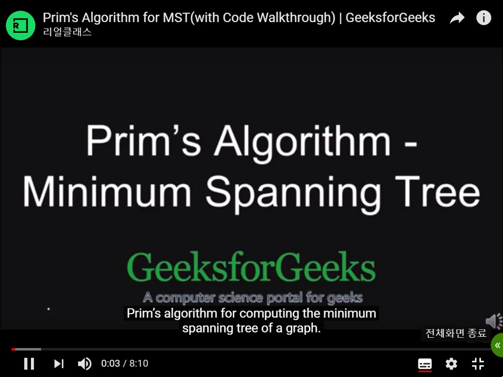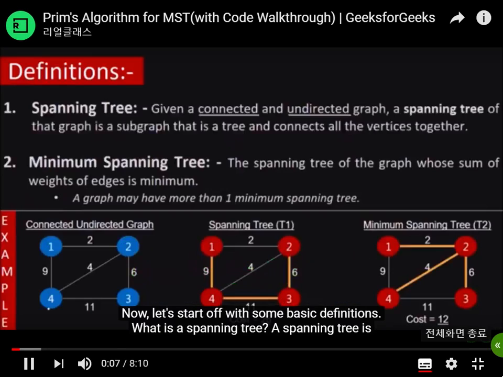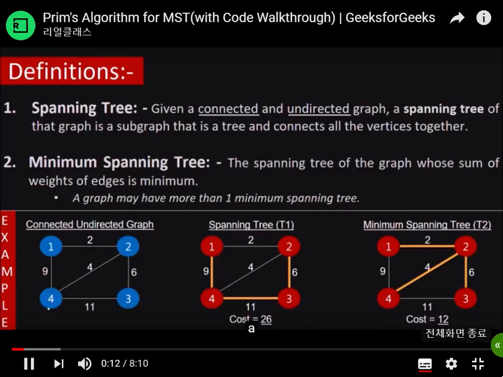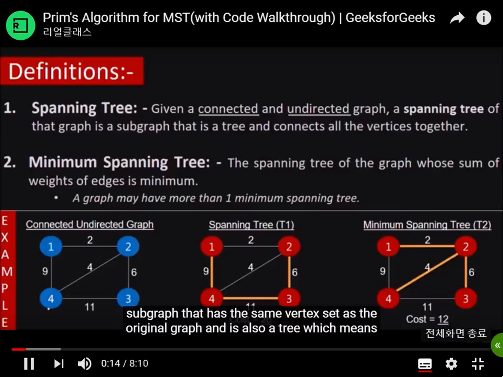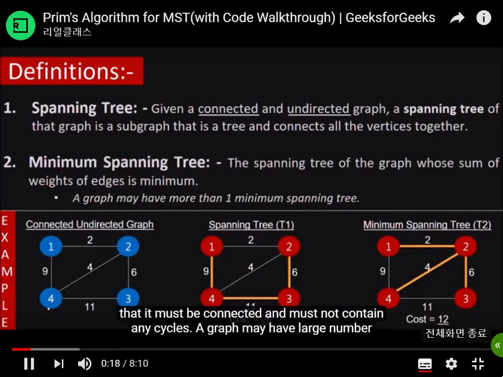Prim's algorithm for computing the minimum spanning tree of a graph. Now let's start off with some basic definitions. What is a spanning tree? A spanning tree is a subgraph that has the same vertex set as the original graph and is also a tree, which means that it must be connected and must not contain any cycles.